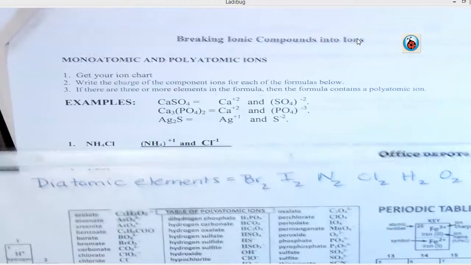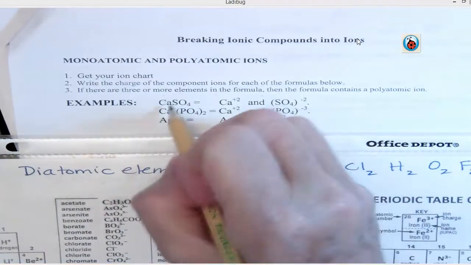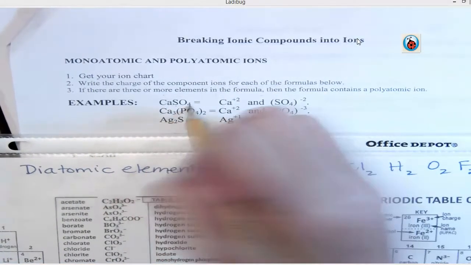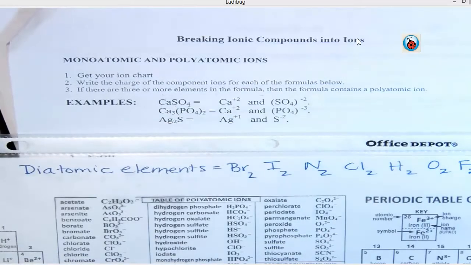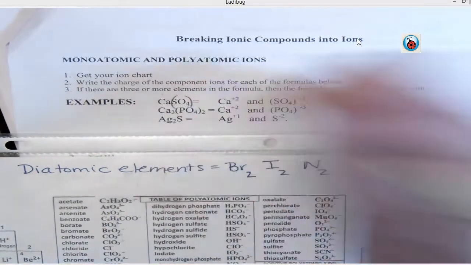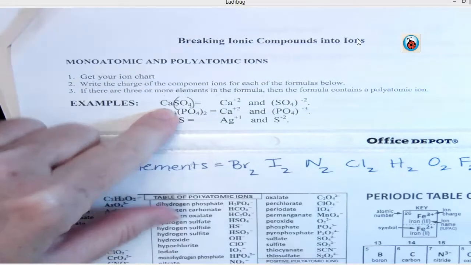Okay, so let's look at our examples. We've got 3 or more elements: calcium, sulfur, oxygen. So that means we have a polyatomic ion. So which one's the polyatomic ion? It's this one. So we've got calcium, and we're just going to look on here.